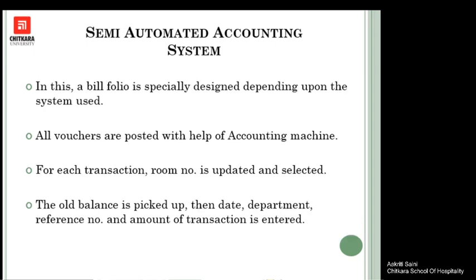Next that we're going to talk about, which is the last, is the semi-automated accounting system. So it is not fully automated and it is not entirely manual. In this, the bill folio is specially designed depending upon the system that we're using in the semi-automated system. Now all the vouchers are updated or posted with the help of a machine which is known as an accounting machine. For each transaction we have to select the room number where we have to add that particular guest bill. And the old balance is picked up, then the date and the department and whatever reference number that we have about that particular transaction.